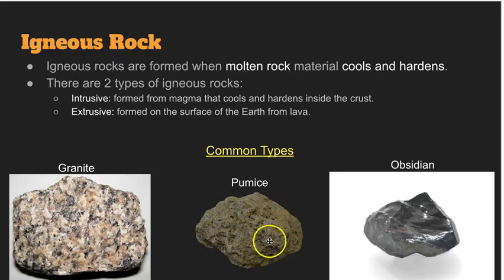This stuff is usually exploded out of volcanoes during eruption, and people use this in household chores. It helps to rub away scale and hard water deposits and things like that, like rust. So there's some examples of igneous rock, intrusive and extrusive forms.